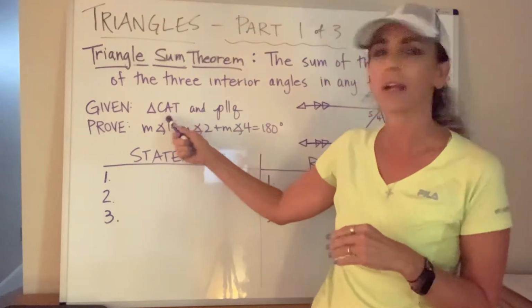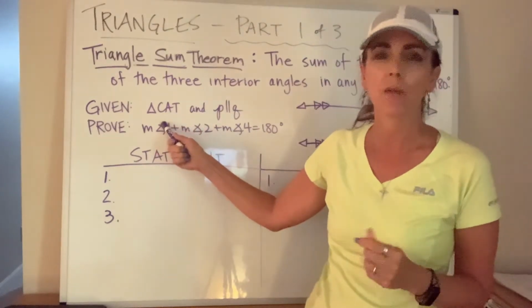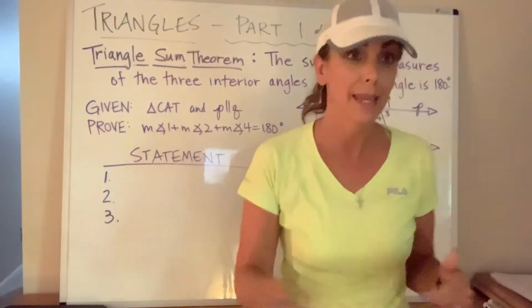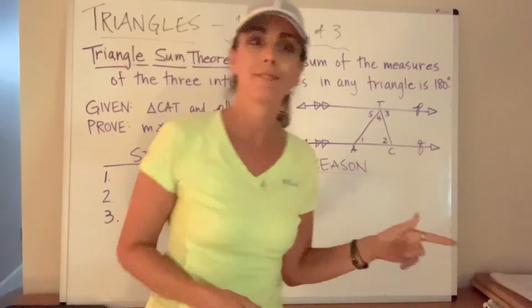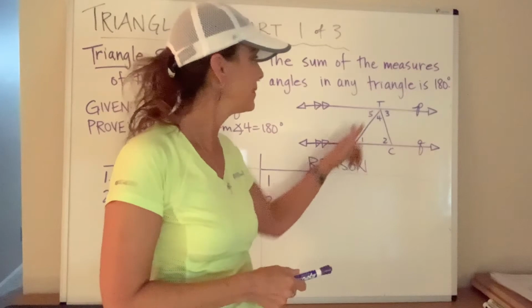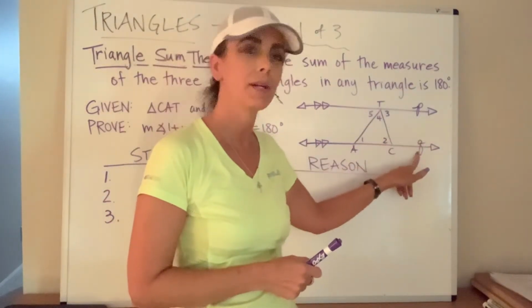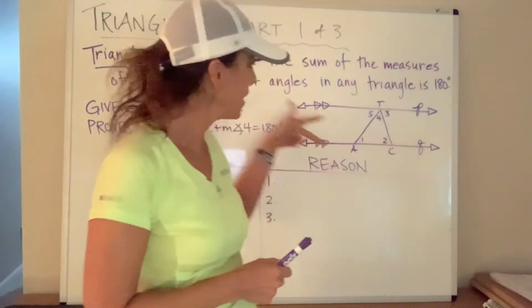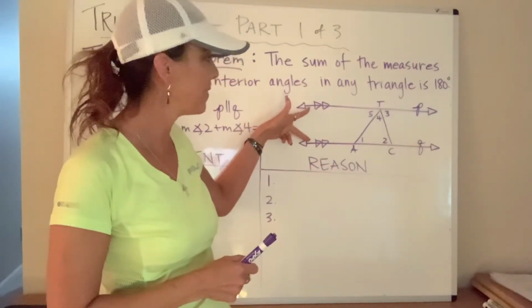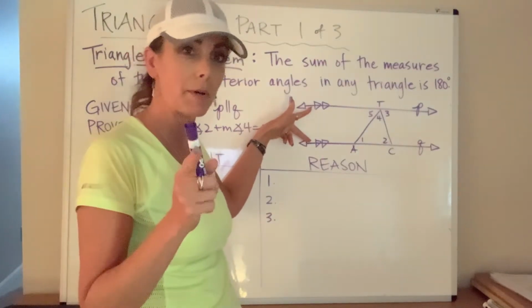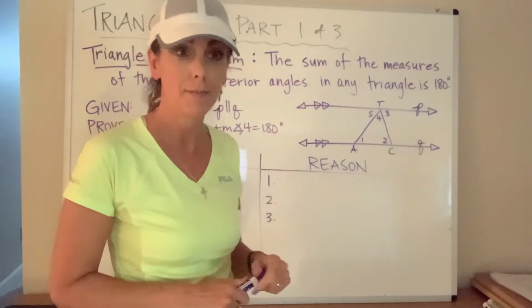Let's say we're given triangle CAT, and we also know that line P is parallel to line Q, like in this drawing, okay? Here I have triangle CAT, and I also know that line P is parallel to line Q. Notice that the lines have these triangle markings on them. Remember, that tells us that the lines are parallel.